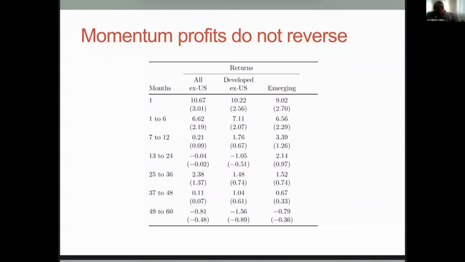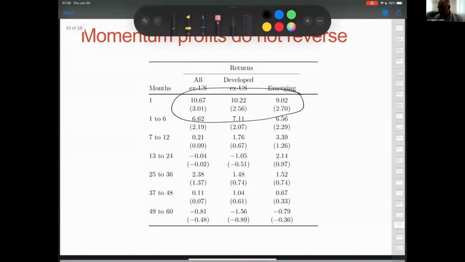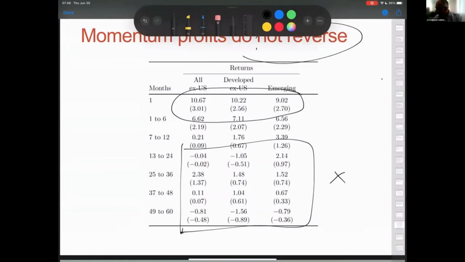So we take a look at momentum profits 1 month after the momentum portfolios are formed, 1 to 6 months after, and so on and so forth. And we find that momentum is more significant over the 1 month horizon going forward, but the other variables in the long run are not significant. So momentum profits do not reverse, is all I'm trying to say. Which suggests that momentum represents underreaction as opposed to continuing overreaction. That's what is suggested by this table.